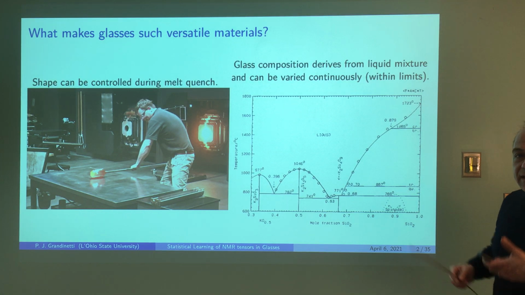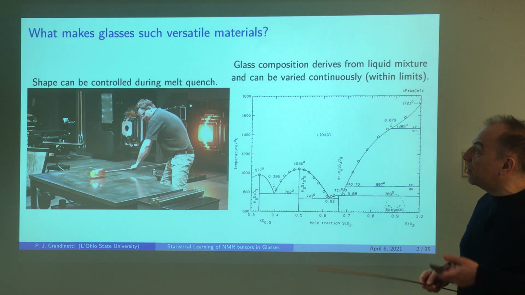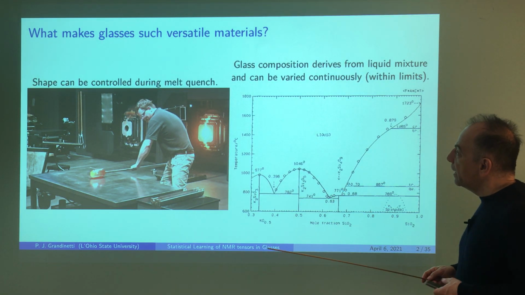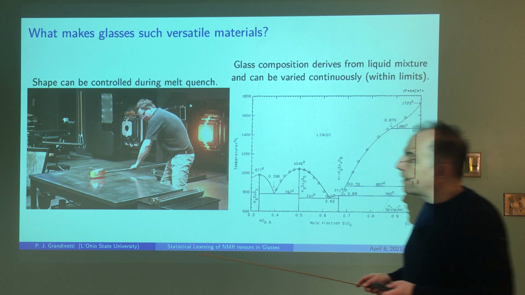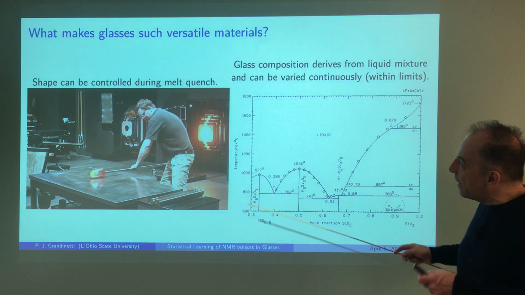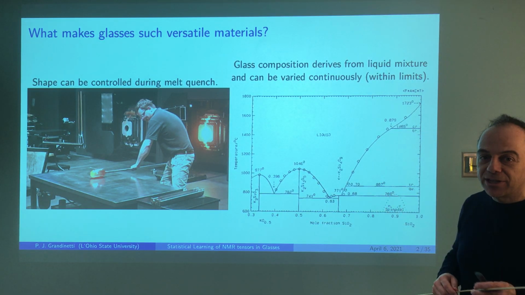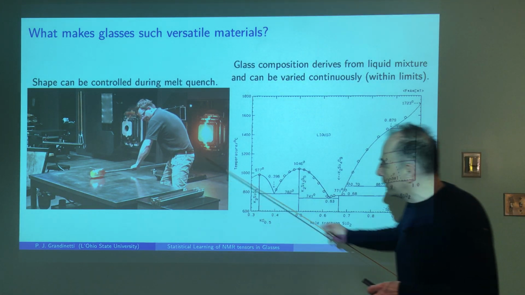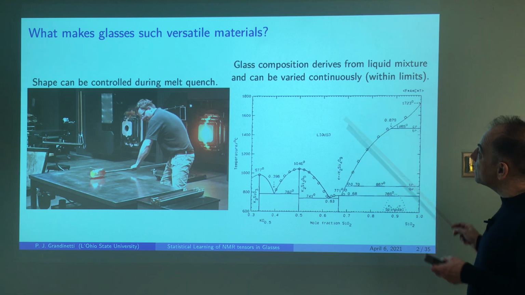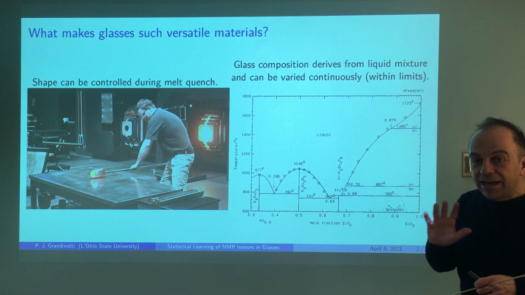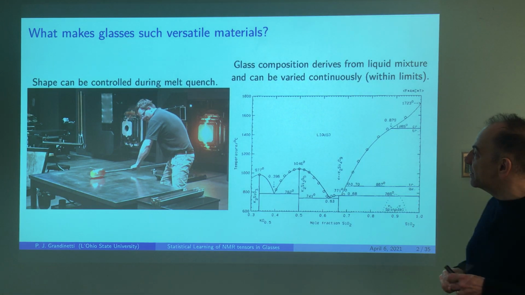Now, when it comes to the importance of glass in society and technology and even in the arts, the two things that really play a big role in that importance are, one, its shape can be controlled during that melt quench period, and a glass can be formed into pretty much any shape you'd like, particularly if you're skilled like this gentleman here. And the other important thing is that the glass composition can be varied nearly continuously, allowing you to tailor properties in a very continuous fashion.